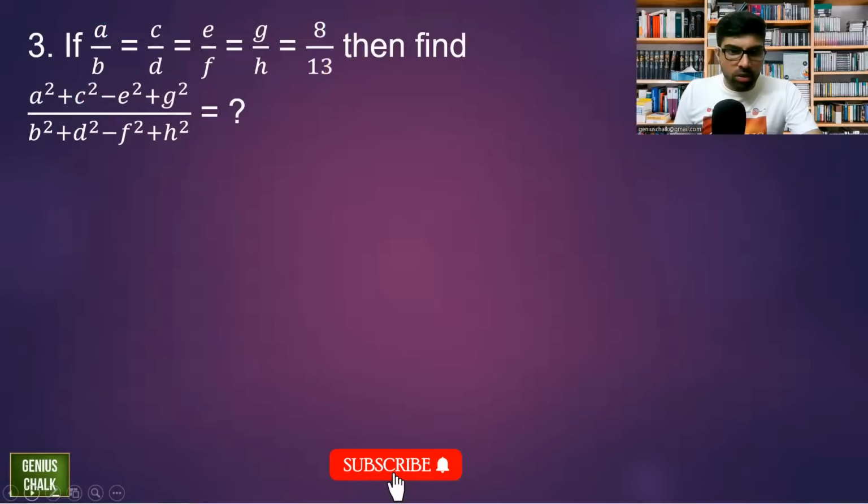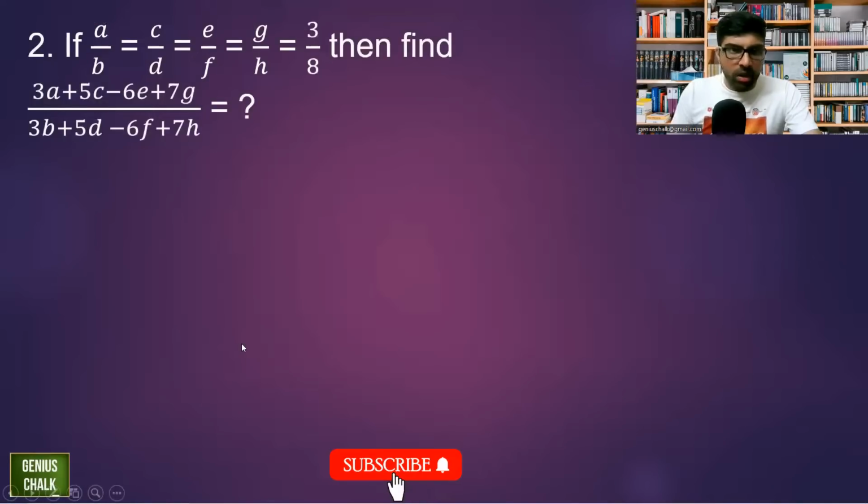Now that was degree 1. Now if you observe here, all the variables have the highest power 1, right? So if they have the highest power 1, we can find it like that.